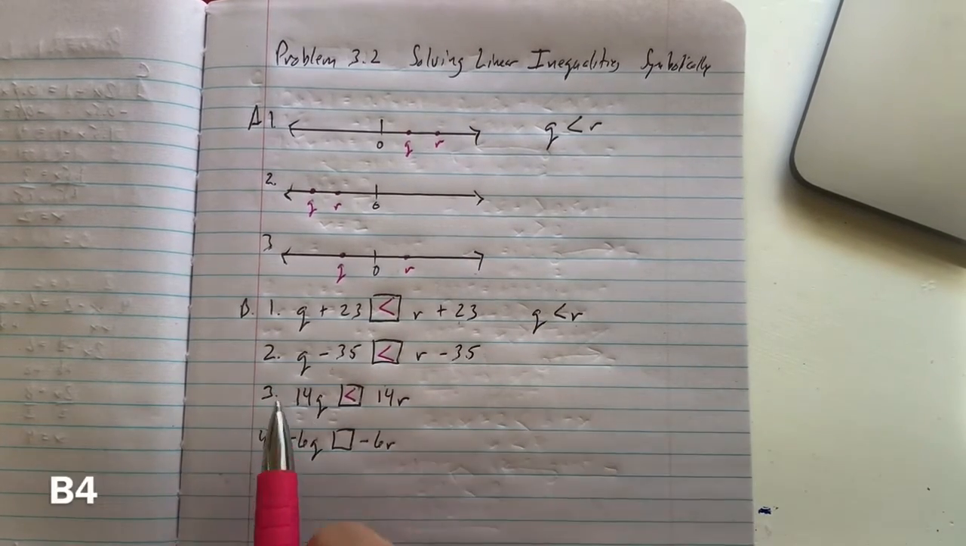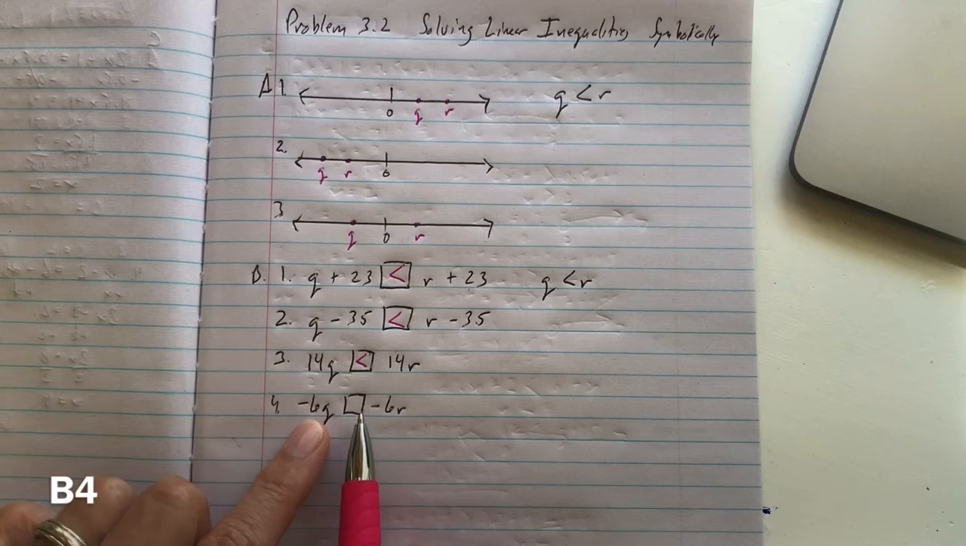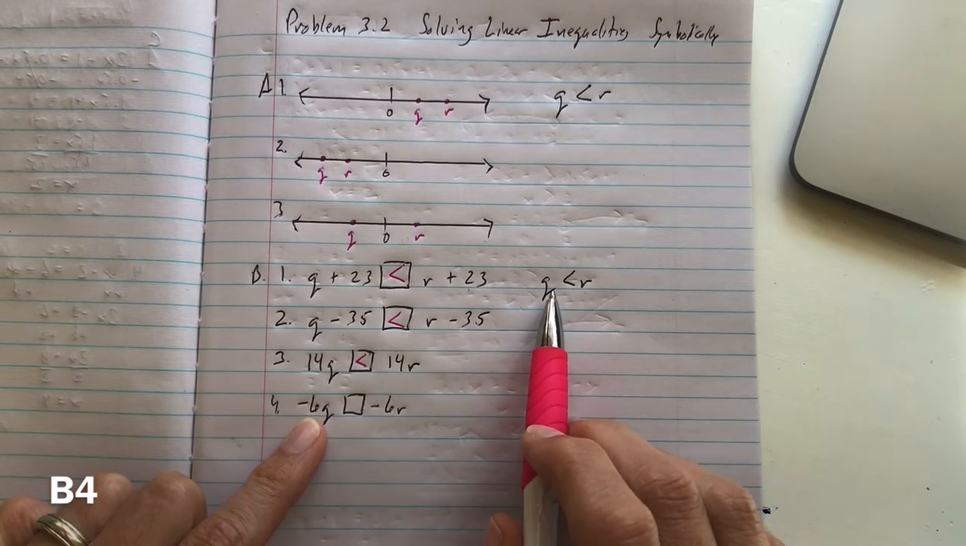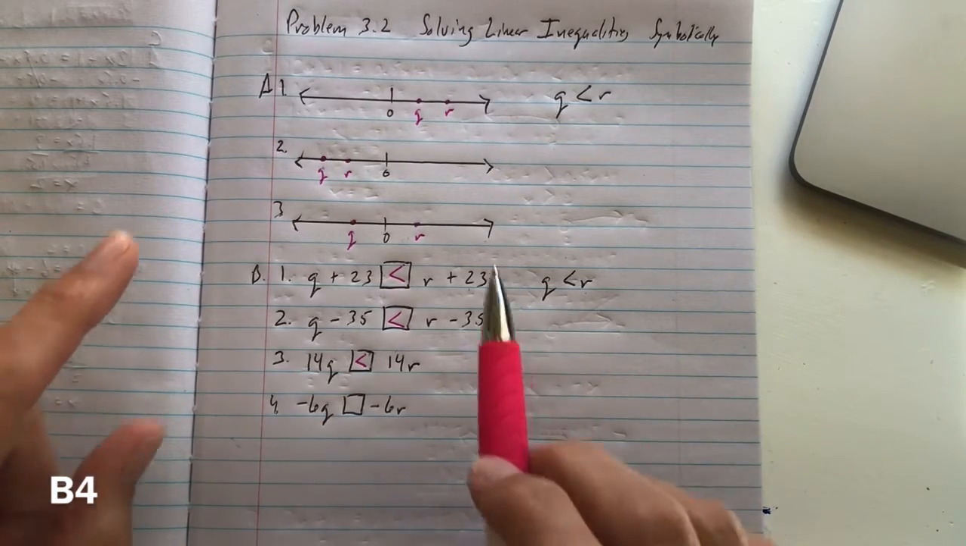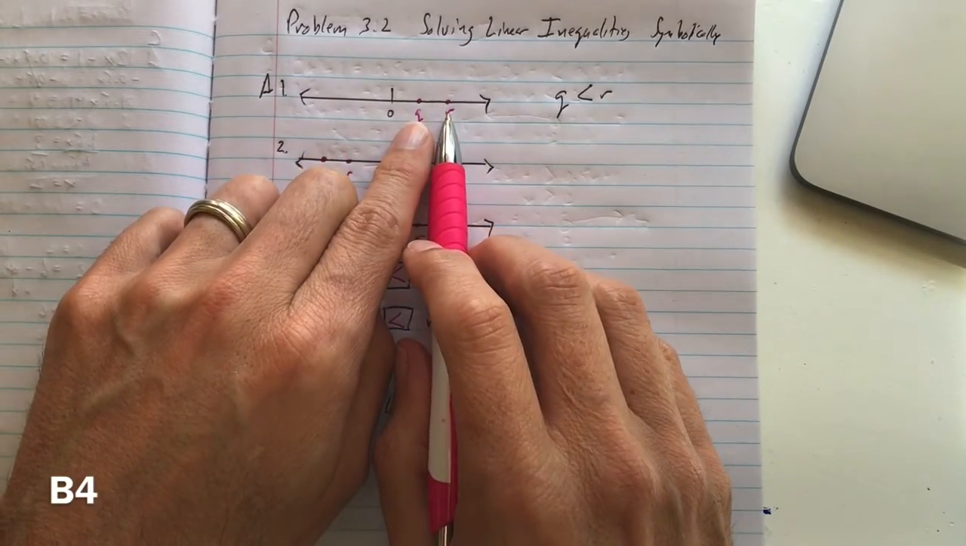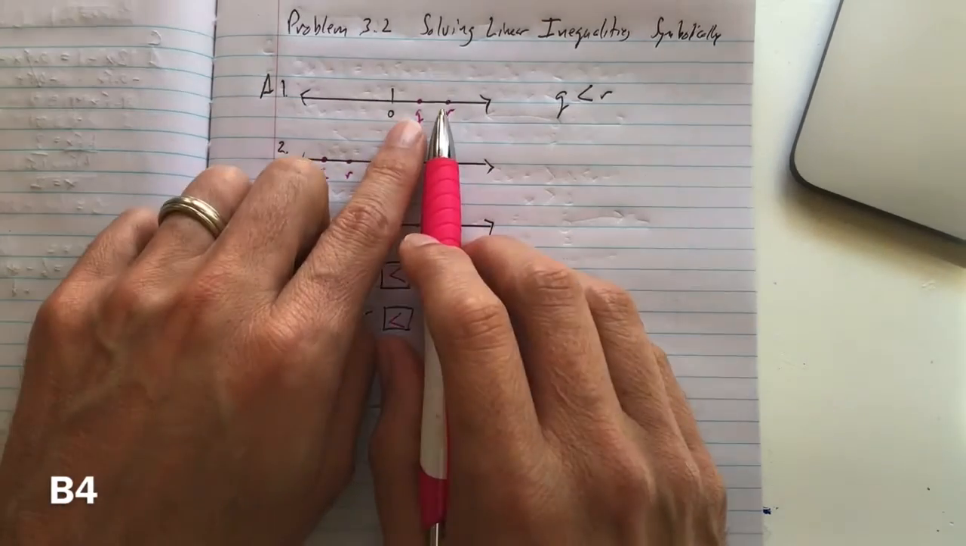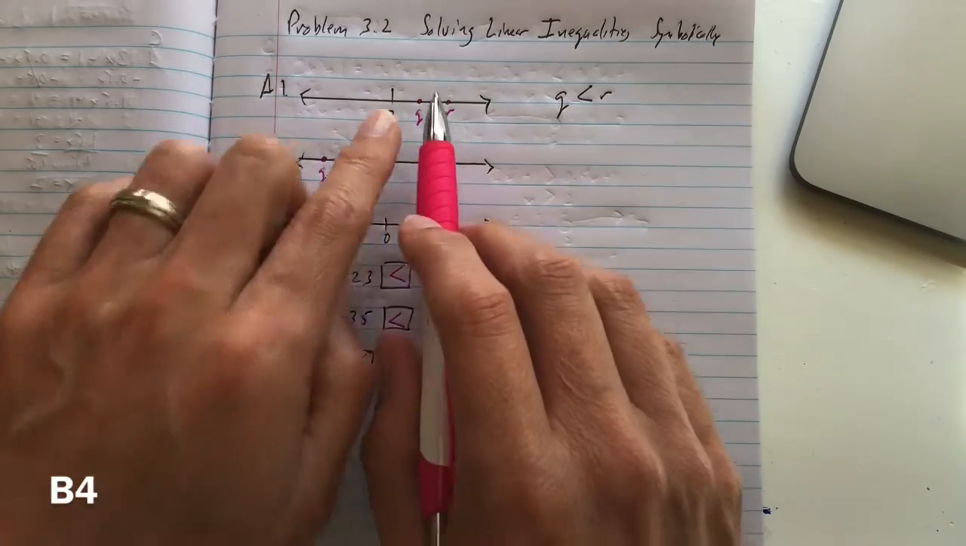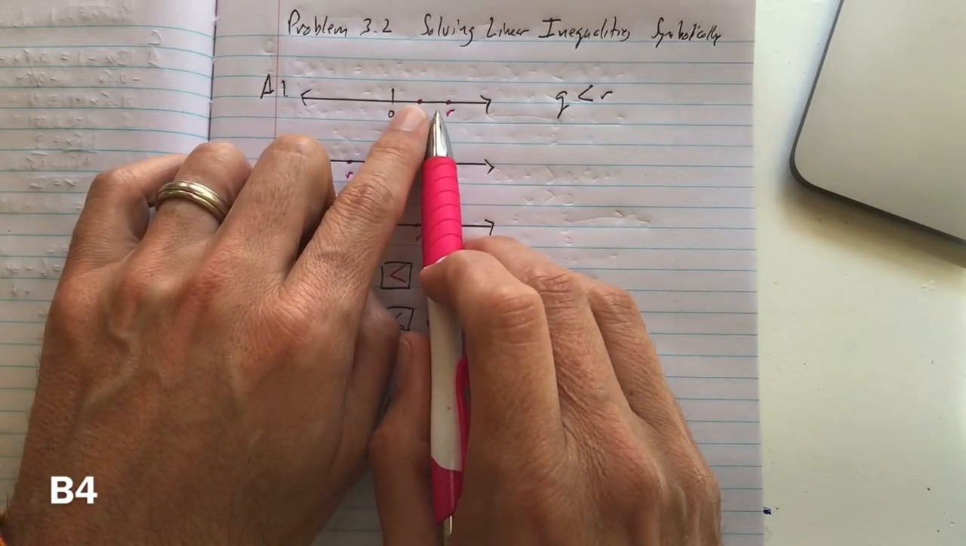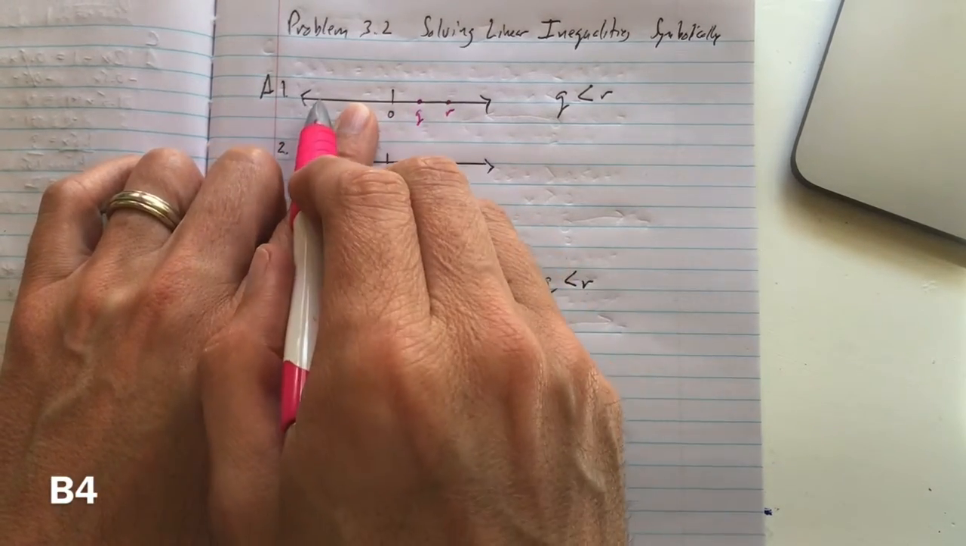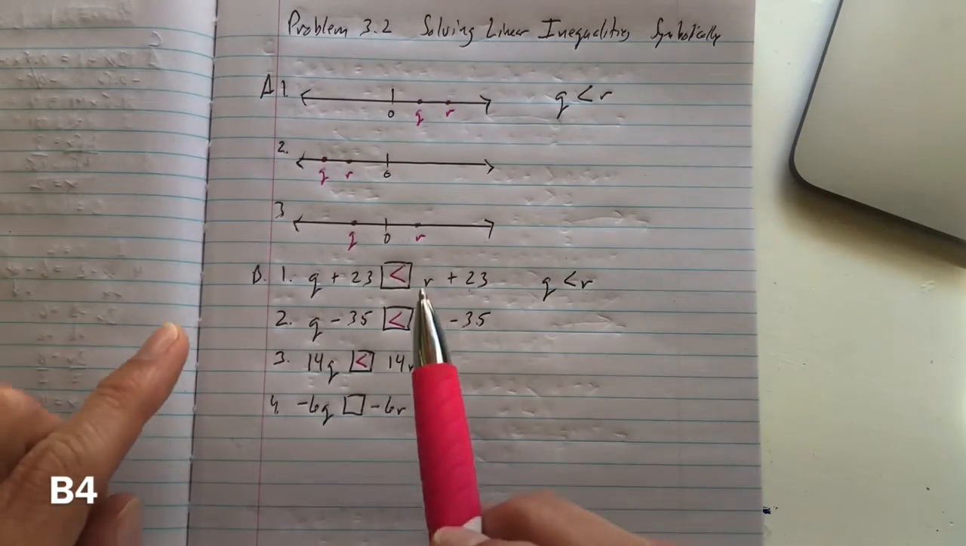All right, B4. We're multiplying them both by negative numbers. So interesting, this one's different. Notice that if we had this same situation and multiplied them by the exact same number, what would happen? They'd become the opposite of what they are. And this Q would be here, and this R would be here. Let's see if that's the case here.